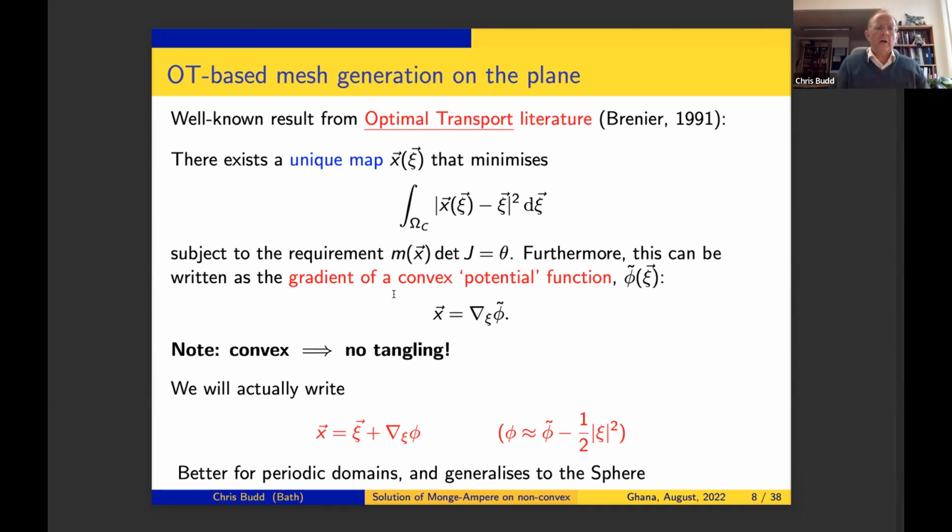let's talk a bit further. It's actually slightly easier, rather than using Brenier's result, where x is the gradient of potential, to let x be the original mesh plus the gradient of potential, which amounts to the equation I put underneath, which is a little bit better for domains with periodic boundary conditions and generalizes to manifolds such as the sphere. And you want to do the sphere if you're going to do meteorological work. Okay, so that's Brenier's result. That doesn't tell us how to find the mesh. Let's see how we do it.